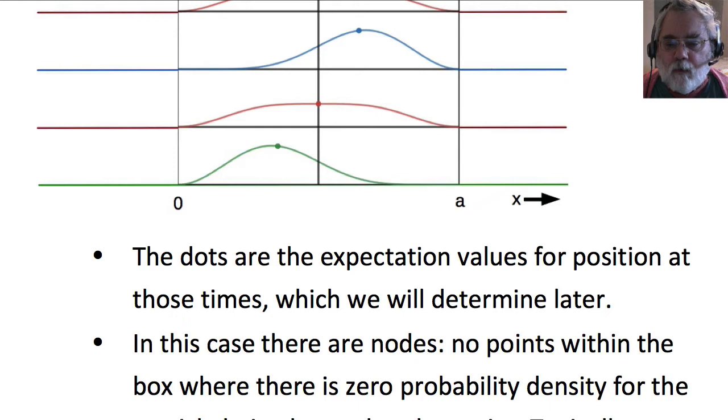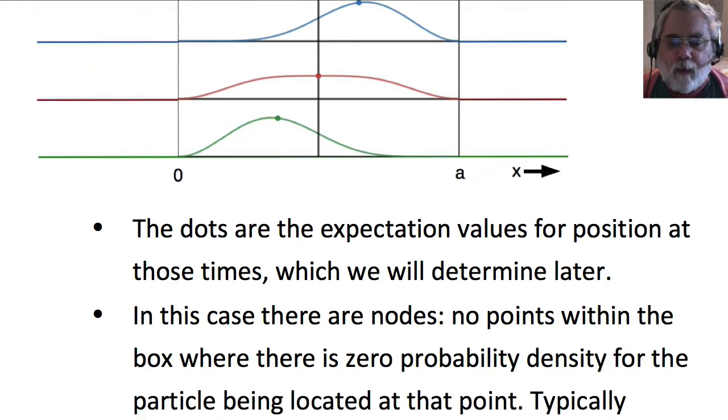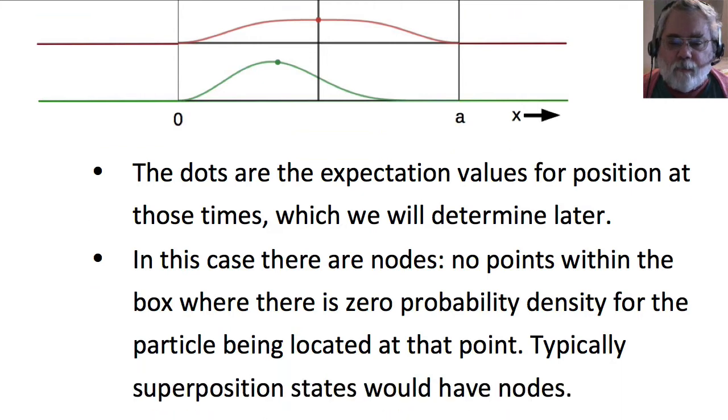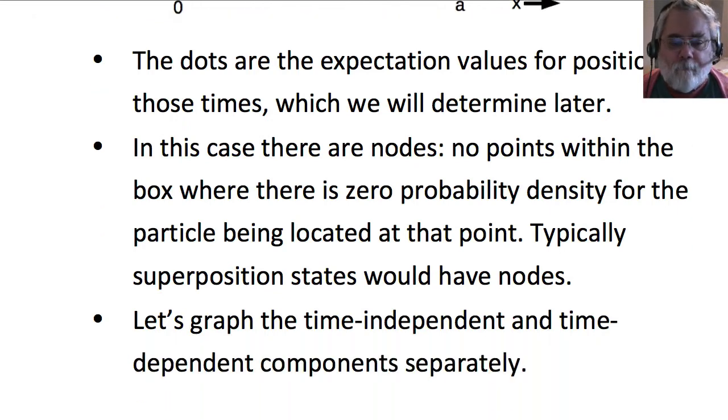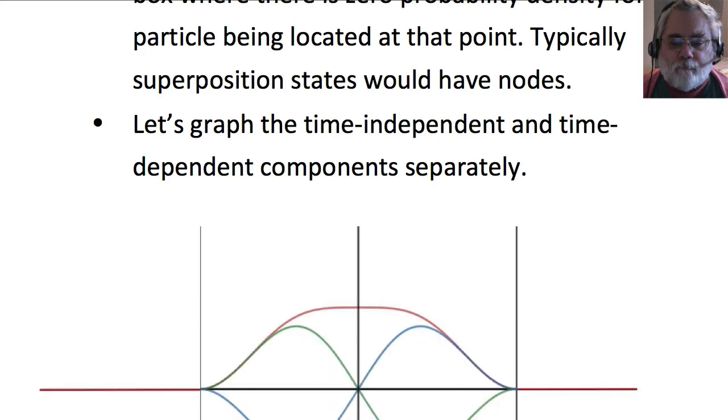In this case, there are no nodes, no points within the box where there is zero probability density for the particle being located at that point, but that's only because of the particular case we chose. Typically, superposition states would have nodes within the box. So don't be misled and think that there will never be nodes. It's just the case we chose. Now, let's graph the time-independent and time-dependent components separately.